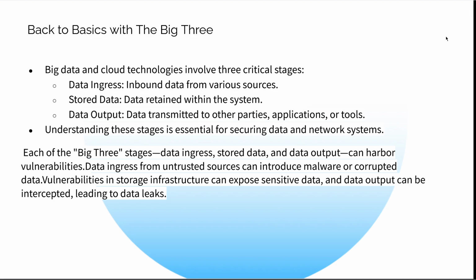The important thing to know is that each of these stages can have weaknesses or vulnerabilities. For example, when data comes in the form of unstructured data from untrusted sources during the data ingress stage, it can carry malware or corrupted data. If there are problems in the storage system, sensitive data might be exposed, and during the data output stage, the data can be leaked. So understanding these stages is like building the foundation of better security and protection of data and network systems.